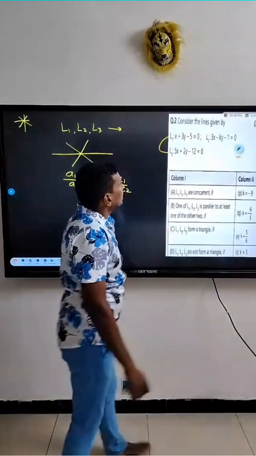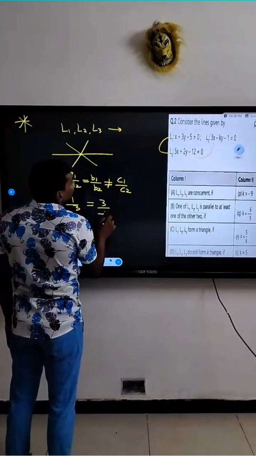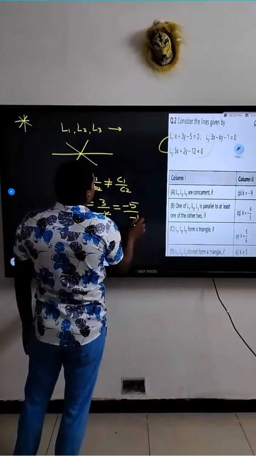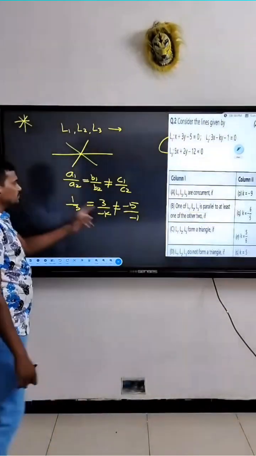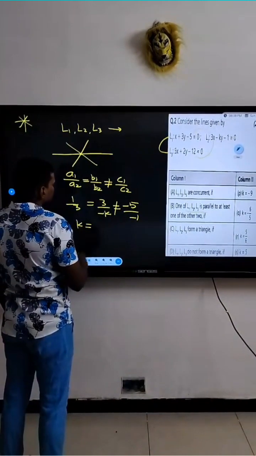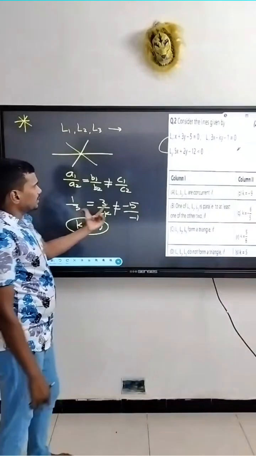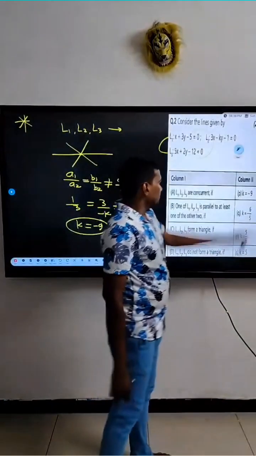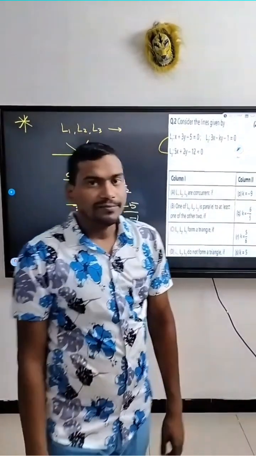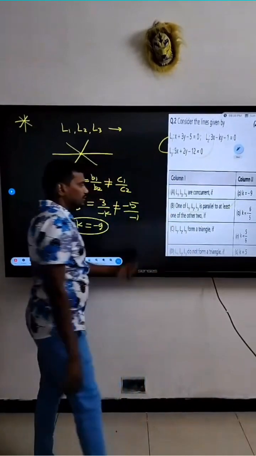Check for these two, L1, L2. We get 1 by 3 equal to 3 by minus K equal to minus 5 by minus 1 and this not. So if we solve these two, we'll get K is equal to minus 9. So if K is equal to minus 9, this both will be equal and not equal to this. So K equal to minus 9. Okay? Or we can check for this L3 also. Same condition you can do.